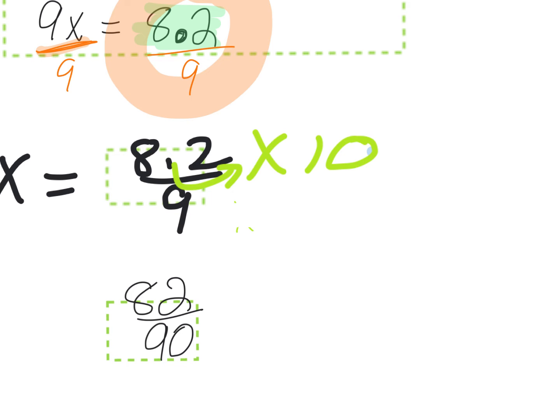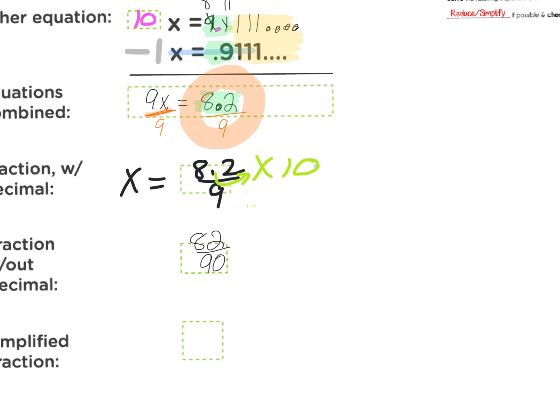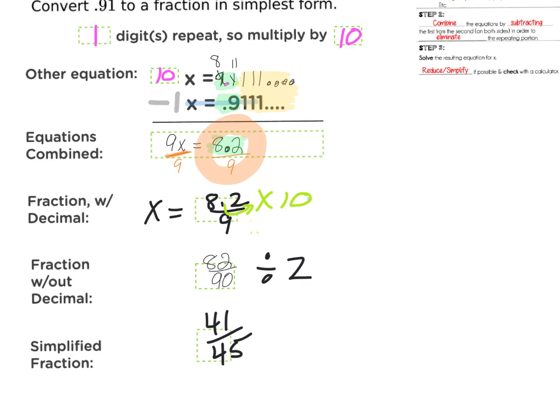Woo! And last but not least, simplify if possible. Well, 82 and 90 are even numbers, so I know I can at least divide them by 2. 82 divided by 2 is 41. 90 divided by 2 is 45. That is as simple as it's going to get.